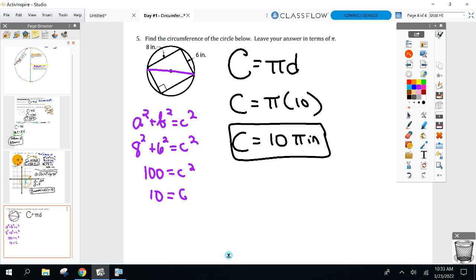Ten pi. All right, not an option. Let's get going with the homework. Read your directions carefully. It may say in terms of pi. It may say nearest tenth, nearest hundredth. Pay attention to the directions. Remember my warning. You just want to copy the answer key. Good luck.